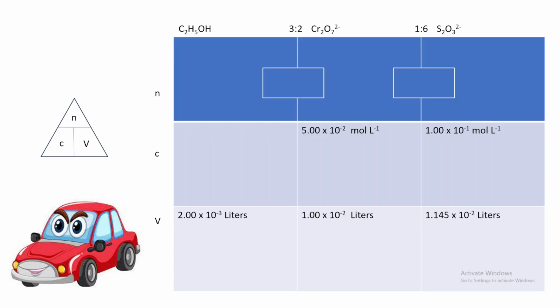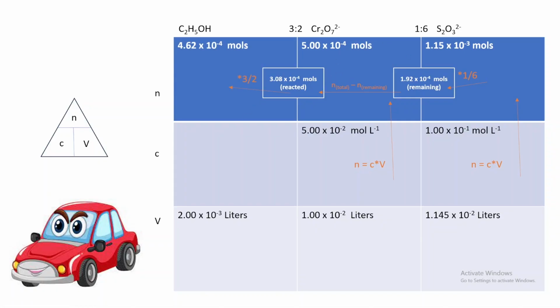First, we can find the moles of the dichromate and the thiosulfate using n equals CV. From there, we can find out the remaining moles of the dichromate by using the mole ratio. And then you can find the reacted moles by subtracting that from that. And then you can find the moles of the ethanol. From there, you can find the concentration of the ethanol.